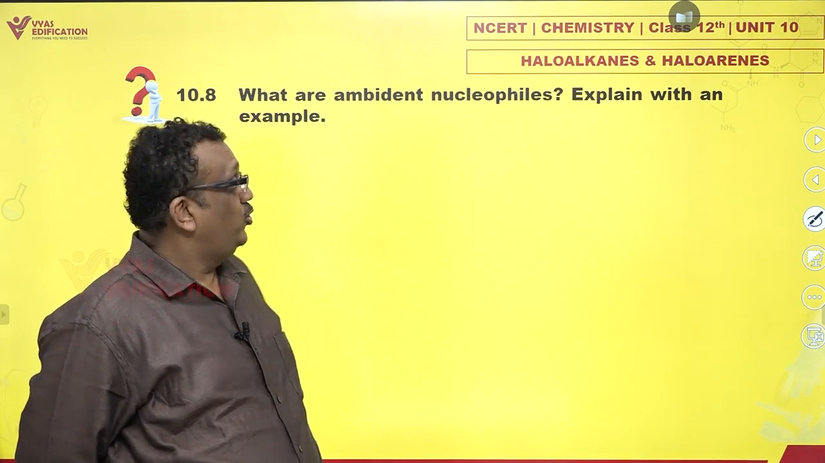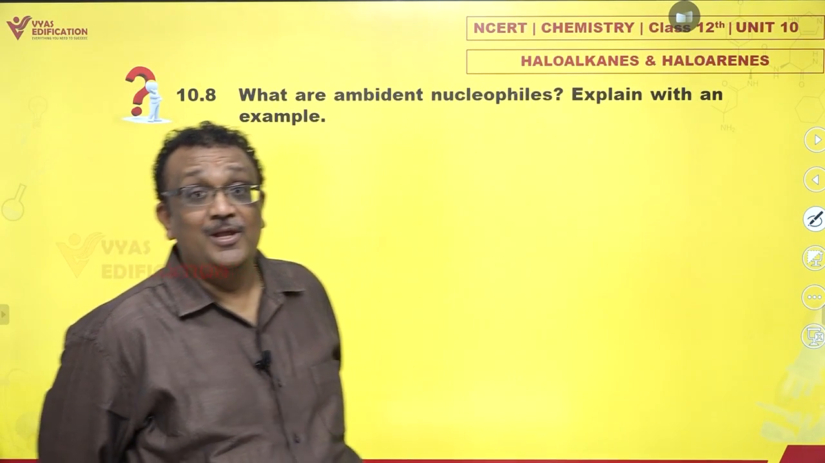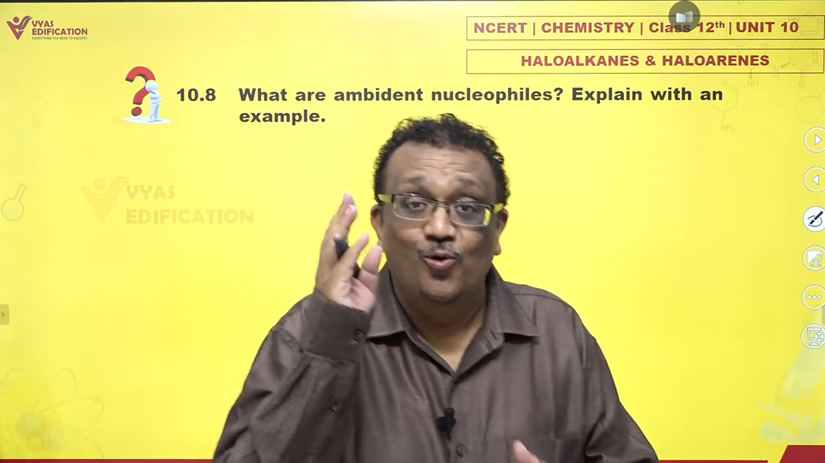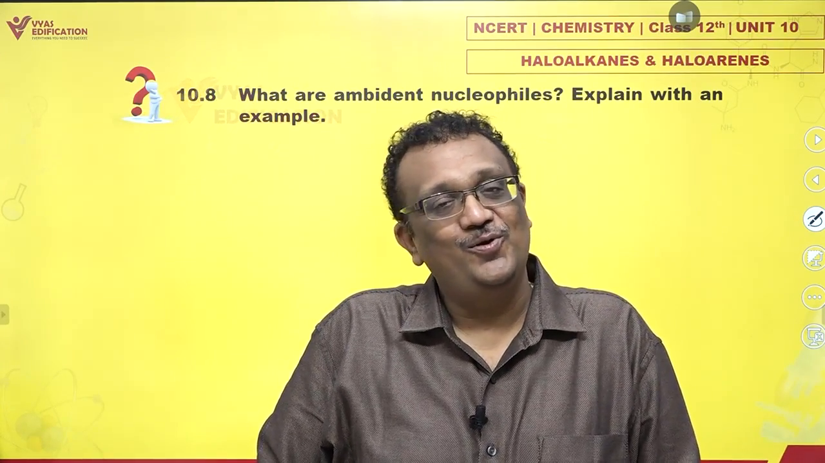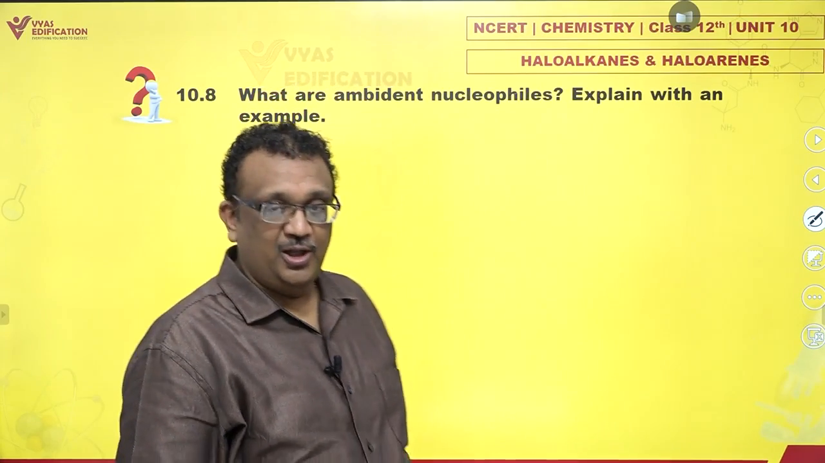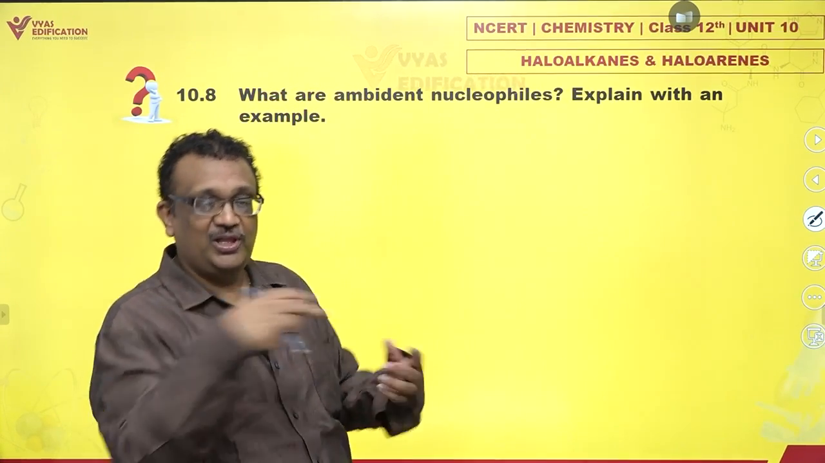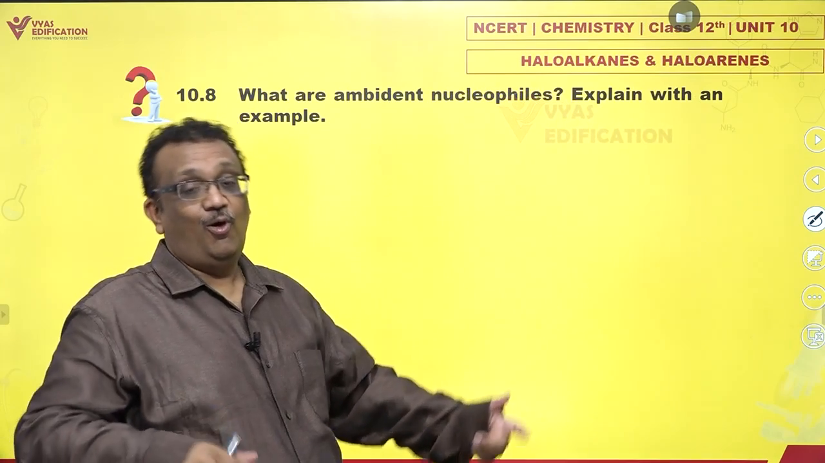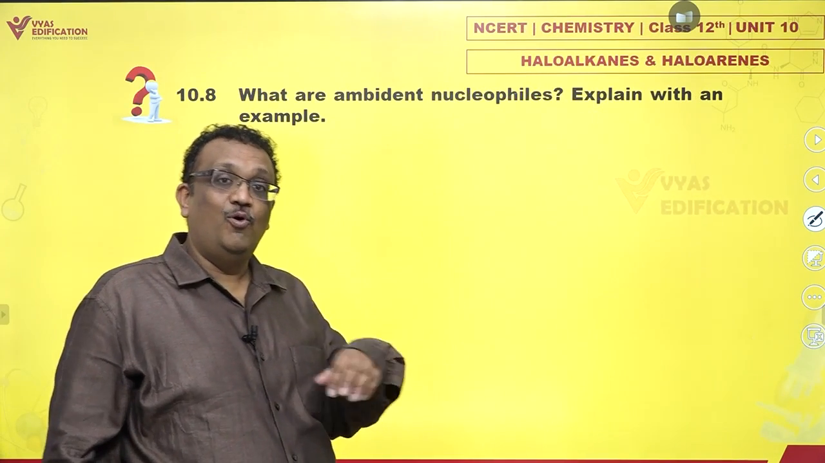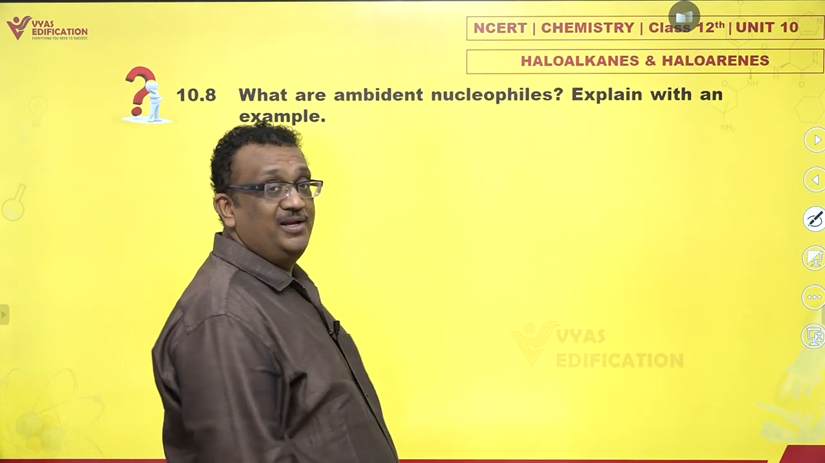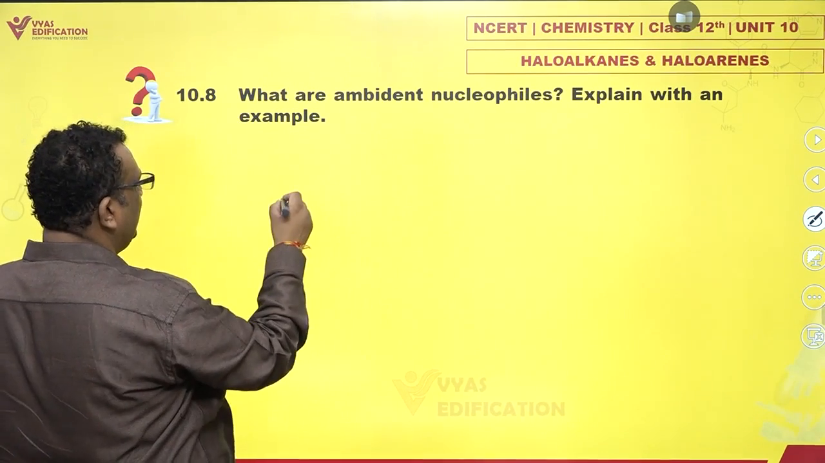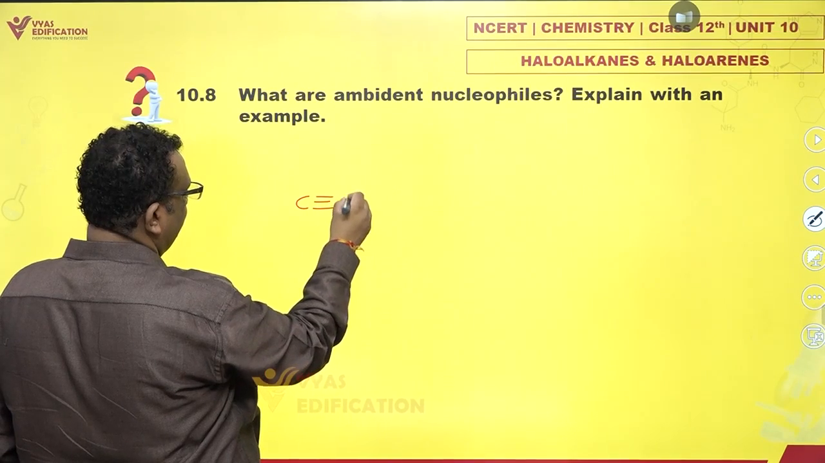What are ambident nucleophiles? Explain with an example. The nucleophiles which can donate the lone pair in more than one way are ambident nucleophiles. What is donating the lone pair in more than one way? Not this way or that way, but through one atom or the other atom. If they have more than one atom through which the lone pair may be donated, then they are termed ambident nucleophiles. Classic example is cyanide.